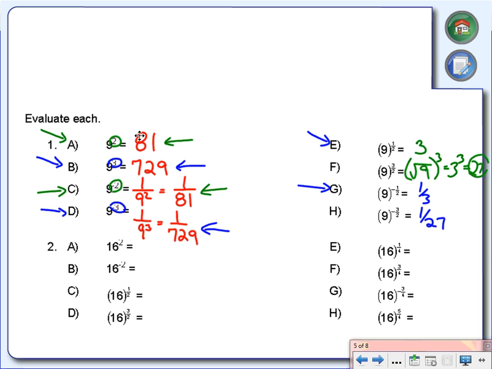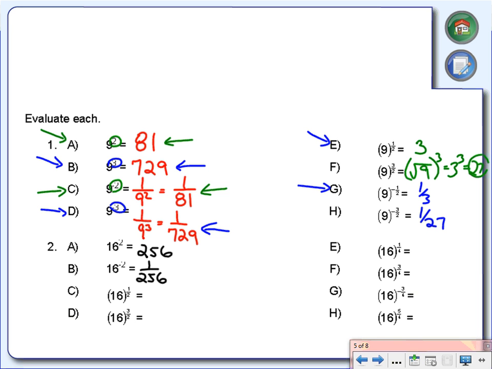All right, let's see how we're doing. A, 16 squared. What did you get for 16 squared? 256. So A is 256. Now notice the only difference between A and B is that B has a negative exponent. So all that means is that we're going to look at the reciprocal of 256. And the reciprocal of 256 would be 1 over 256.